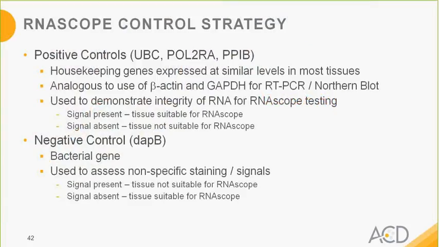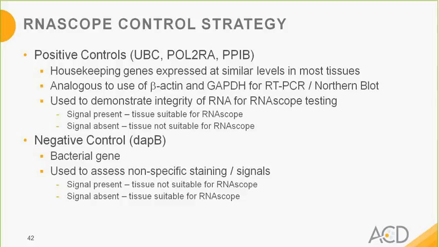So moving on to the RNAscope control strategy. For proper interpretation, these assays should always be performed with concurrent positive and negative controls to be run in parallel with the target probes of interest. These positive controls are typically housekeeping genes that are expressed at similar levels in most tissues, and so can provide a baseline level of expression to which the target probe can be compared.